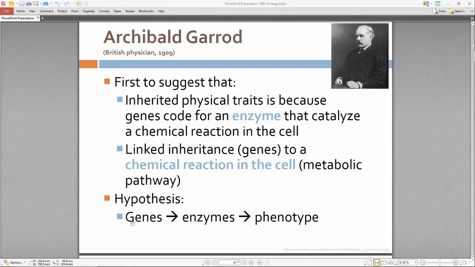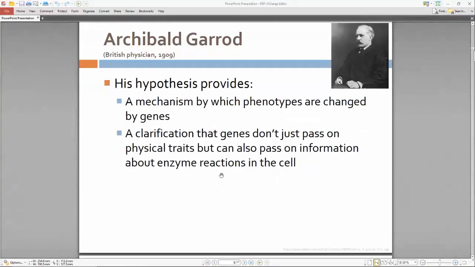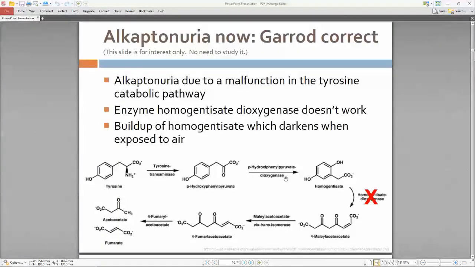His hypothesis was that genes would create enzymes, which would create phenotypes. So this was his hypothesis for the link between genotype and phenotype. Pretty good hypothesis. We know now that Garrod was actually correct. Alkaptonuria is due to a malfunction in the tyrosine catabolic pathway.